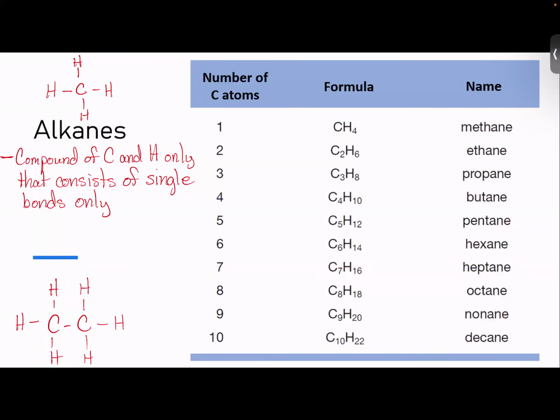So an alkane is a compound of carbon and hydrogen only that consists of single bonds only. The second thing about an alkane is it has the generic formula of C subscript N, H subscript 2N plus 2.